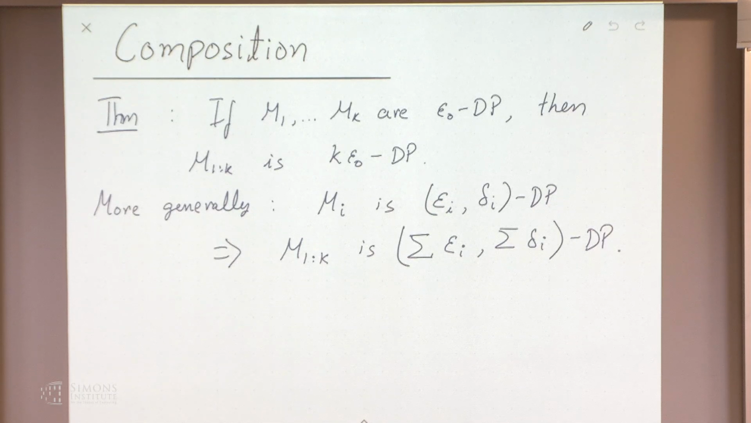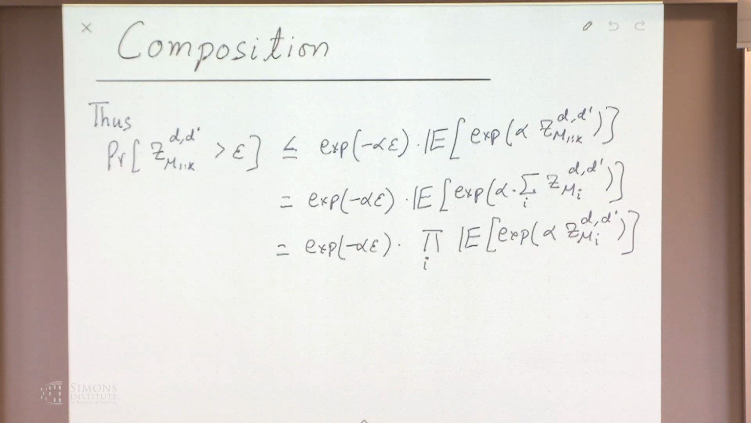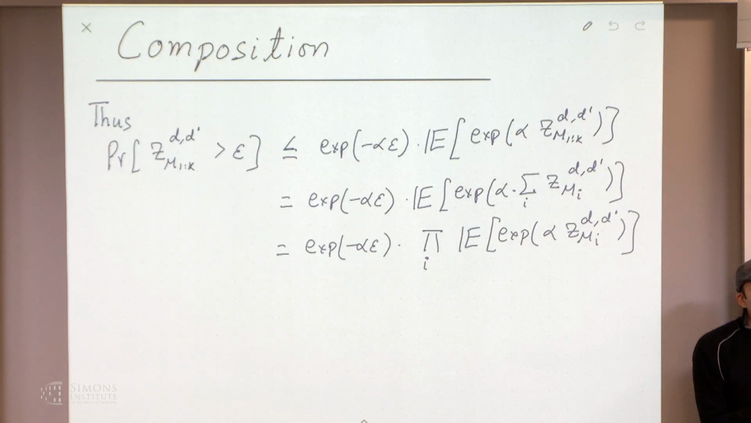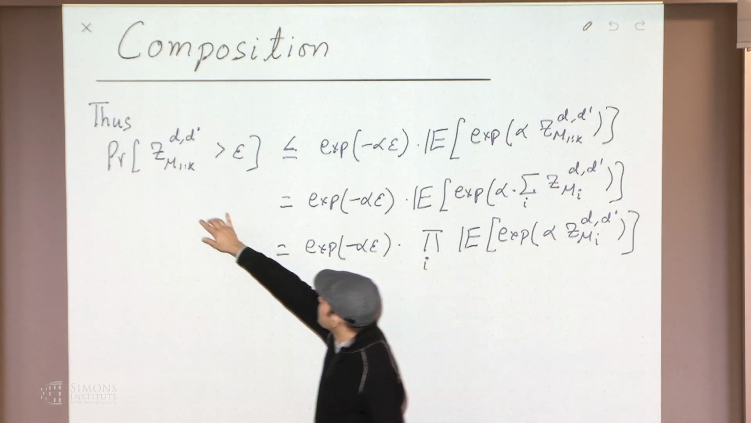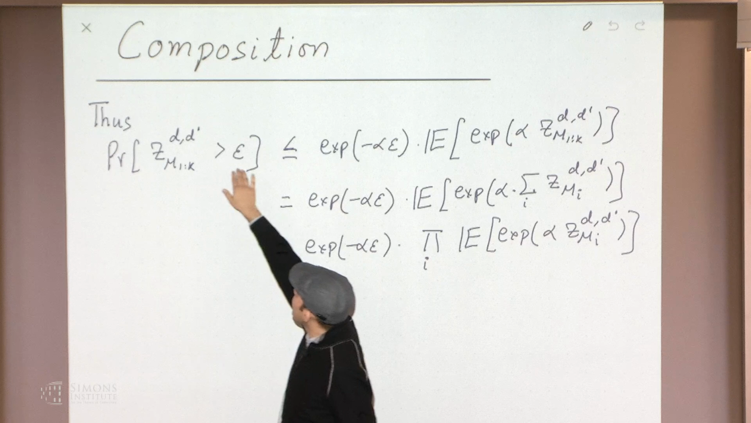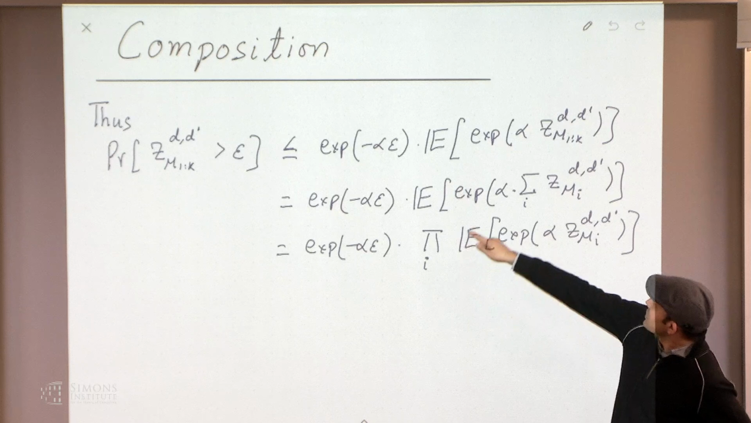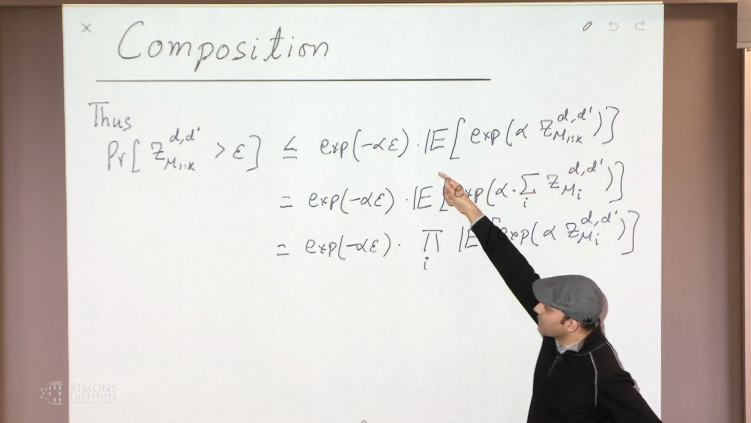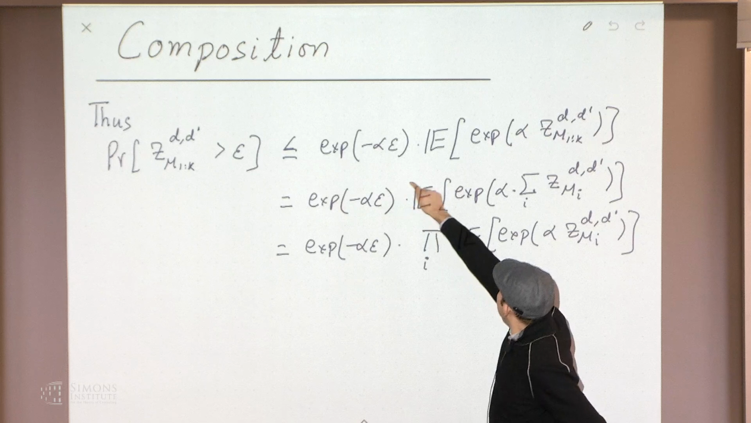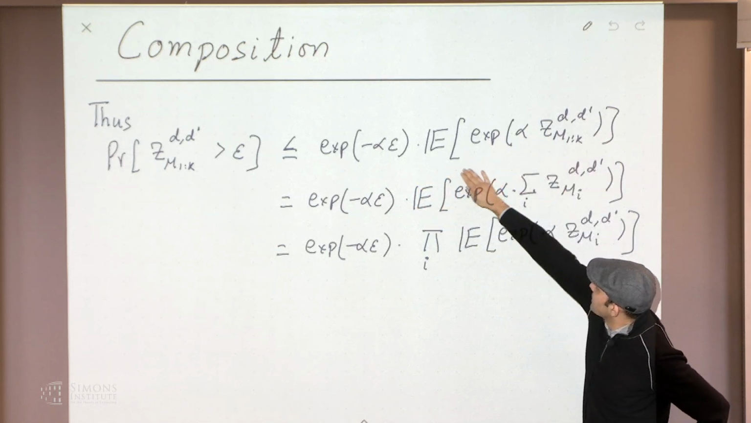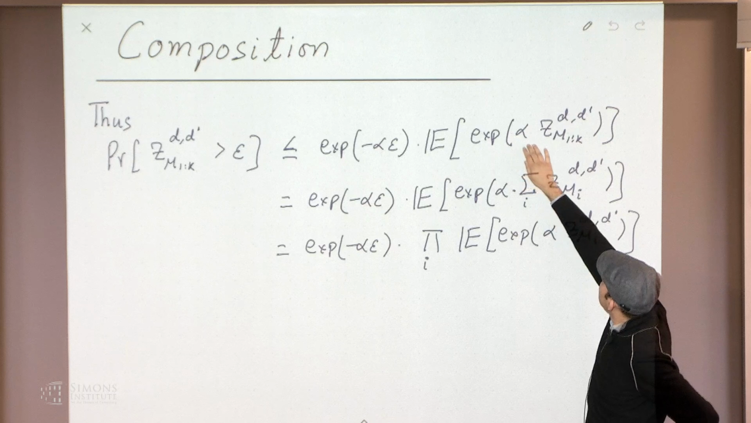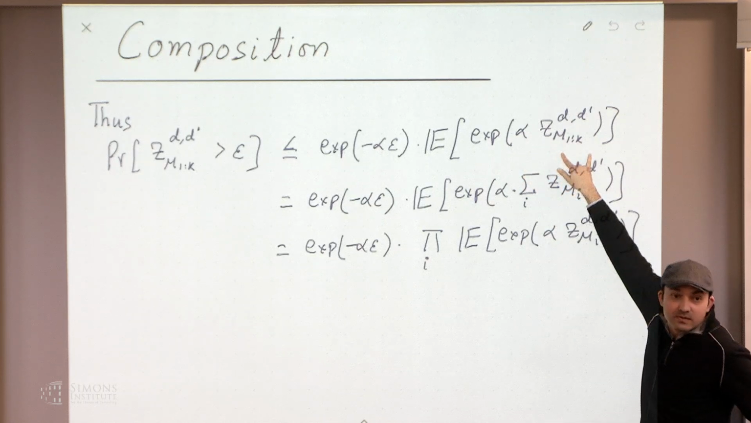But we want to prove something stronger. This is a useful result, but this is much weaker than what's true. So let's prove the stronger result. Let's go back to our moments method. We want to bound the probability that Z(M_1 through k) exceeds epsilon. So let's use again our favorite Markov's inequality on the exponential. So we just need to estimate the expectation of e to the alpha times Z(M_1 through k).